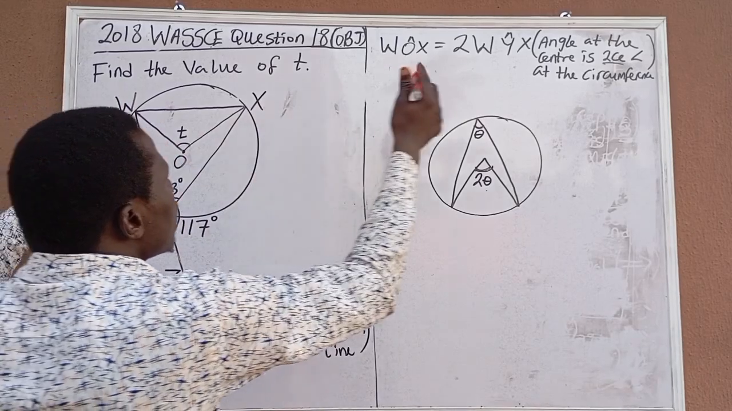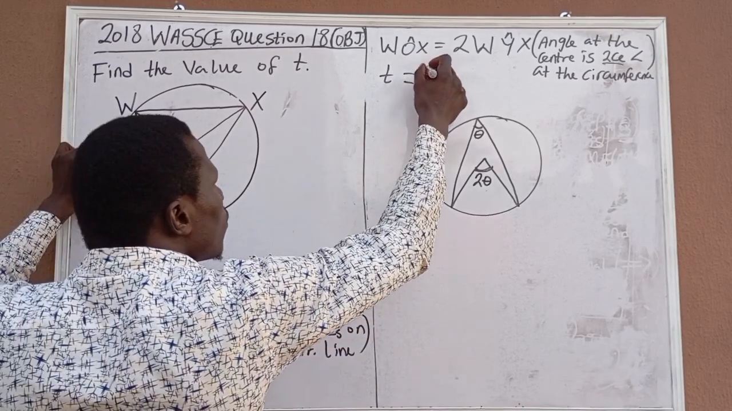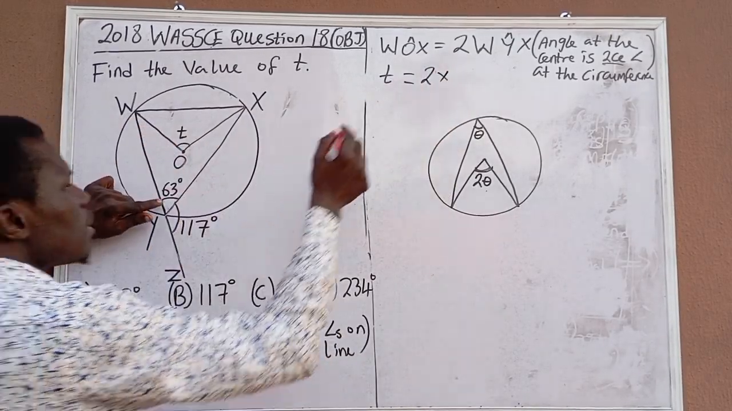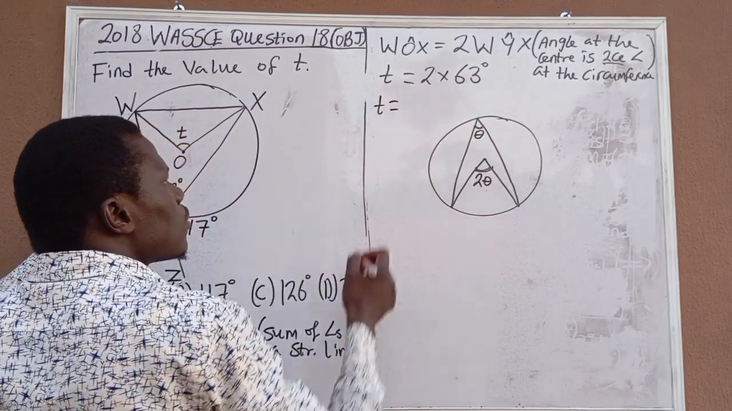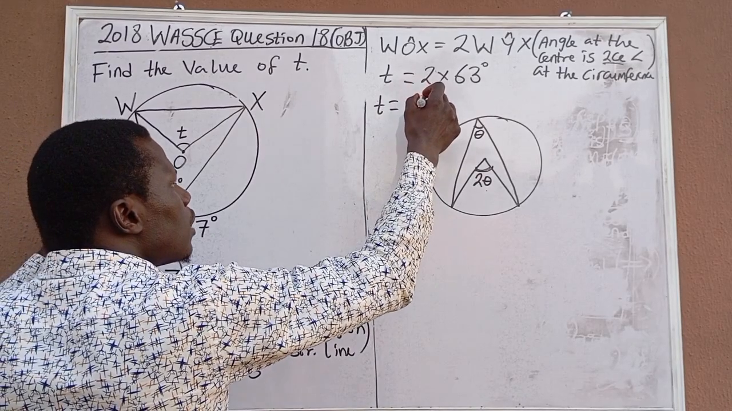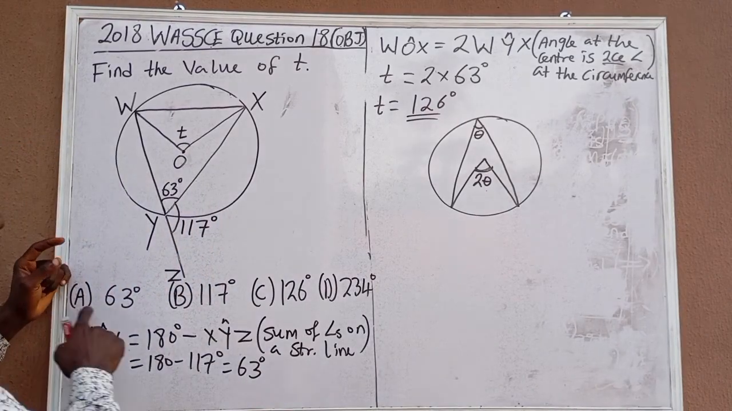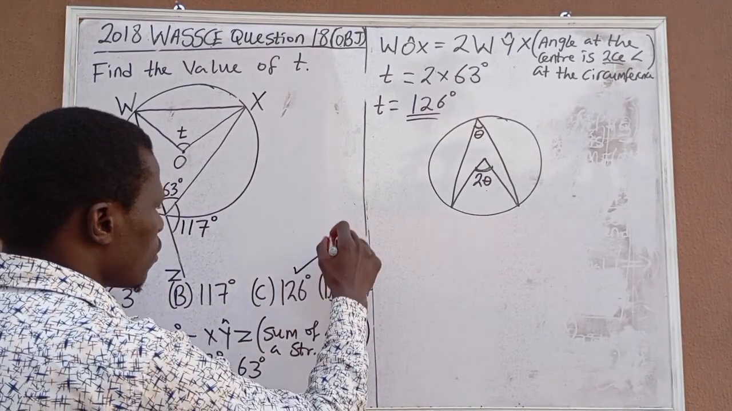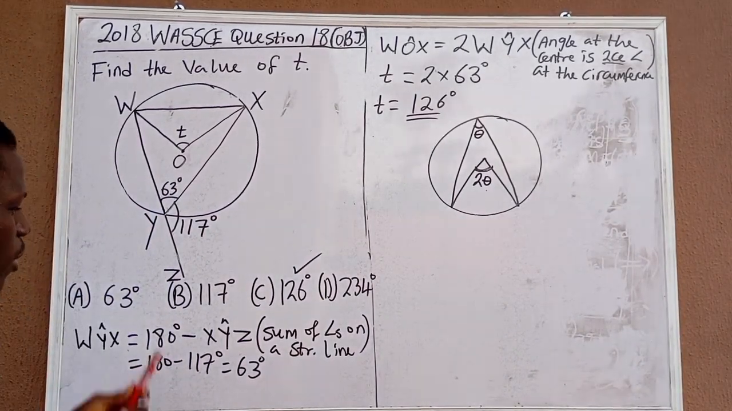So WOX, which in this case is the value of t, equals 2 times this angle, which is 63. So t actually equals 126 degrees. And when you look at the options here, you discover that is option C, and that of course gives you your answer. So do let me know if this is clear.